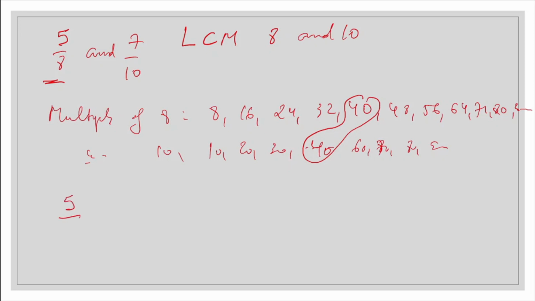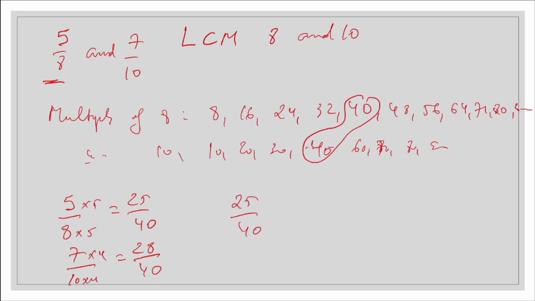The first one will be 5 times 5 over 8 times 5, that is 25 over 40. The second one is 7 times 4 over 10 times 4. This will be 28 over 40. As we can see, 25 over 40 is less than 28 over 40. And this is how easily we can do comparison between two fractions.